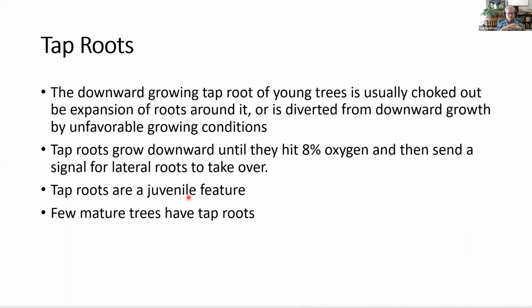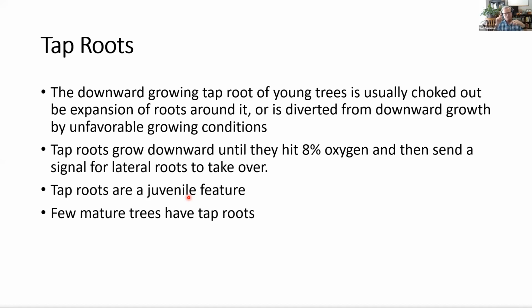Taproot. This is a downward growing root. It's usually a juvenile feature. It's choked out by other roots over time, that sort of thing. But the taproot has a pretty cool function. We talked about these apical meristems and how they produce a hormone that limits the growth of everything else. So when an acorn first begins to crack open and emerge, it's going to put up a shoot for leaves, and it's going to put down another shoot for a root system.